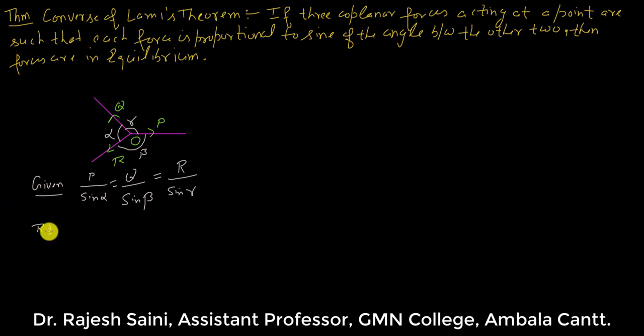And we are required to prove that the forces are in equilibrium. Look over here, we have to prove forces are in equilibrium. So in the examination you will write: we have three forces P, Q and R acting at a point O and making angles alpha, beta and gamma between QR, R and P, and P and Q respectively. And this is the given condition you will write, and we are required to prove this one.